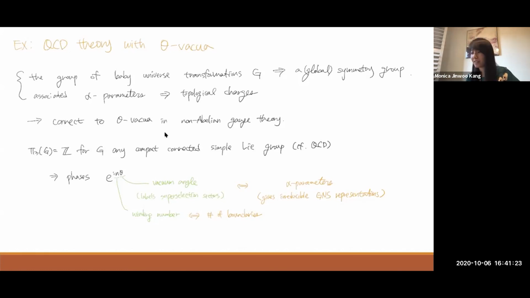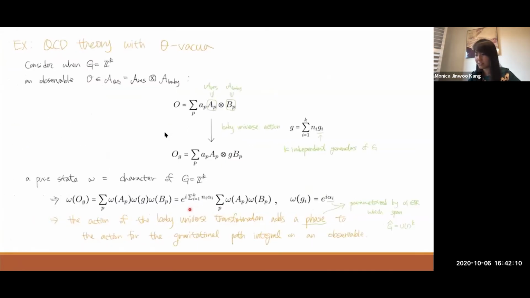So here, connecting this to theta vacua is an interesting, exactly analogous example. Having a non-trivial pi_3 as a homotopy group, which is Z for any compact connected simple gauge group, which we'll take as just QCD in this case, your phases are always given as e^{i n theta}, where n is the winding number and theta is a vacuum angle that labels the superselection sectors. And in our case, by doing this analysis, the analog of those will be the alpha parameters, tagging the irreducible GNS representations, and the winding number is exactly the number of boundaries we are allowed to have, the k, as we were witnessing here.